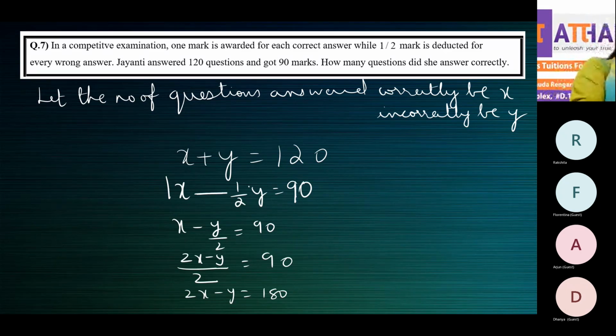3x is equal to 300. Minus 120, plus 120. 3x is equal to 300. x is equal to 100. So the number of questions answered correctly is 100. Correct? Got it? I'll tell you the elimination method again at the end of the class.